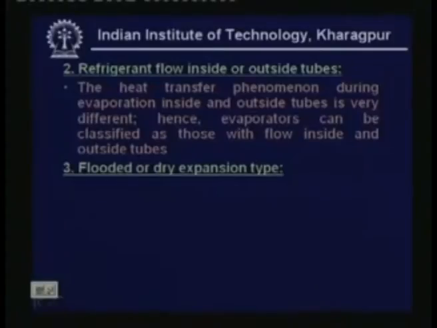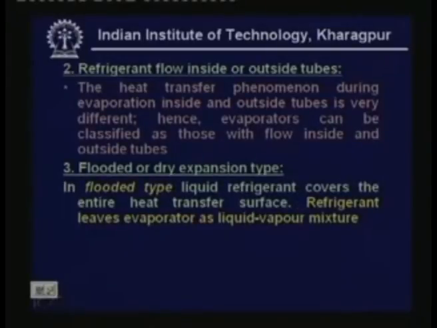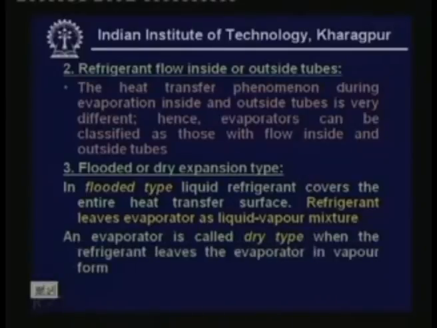The third way of classifying is by classifying them either as flooded type of evaporators or dry expansion type of evaporators. In flooded type evaporators, liquid refrigerant covers the entire heat transfer surface. So, this is known as a flooded type evaporator, and the refrigerant leaves evaporator as liquid vapor mixture. And what is the dry expansion type? In a dry expansion type, the refrigerant leaves the evaporator in vapor form, and not the entire heat transfer surface area is covered with liquid. Some area is covered with the vapor. So, this is known as dry type.